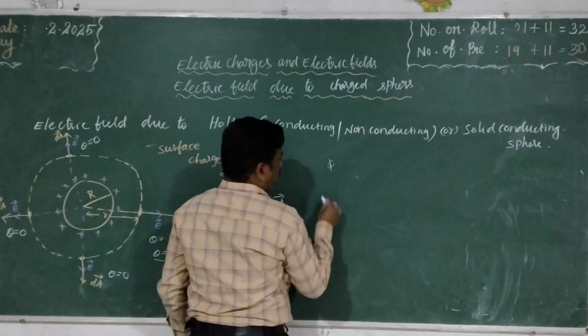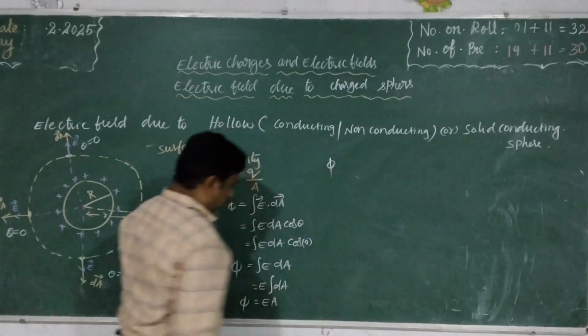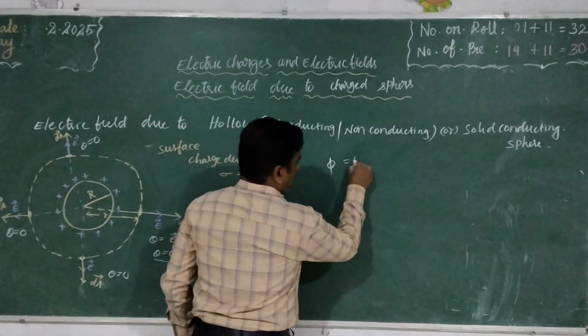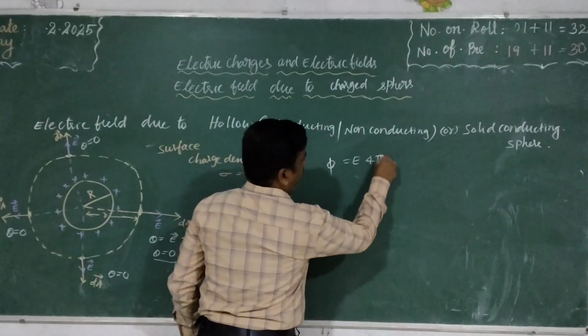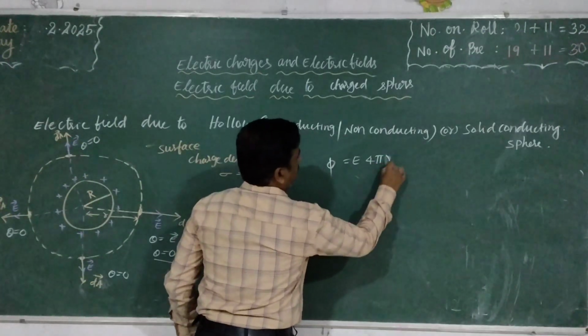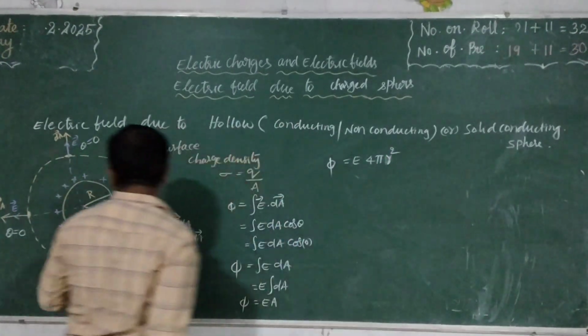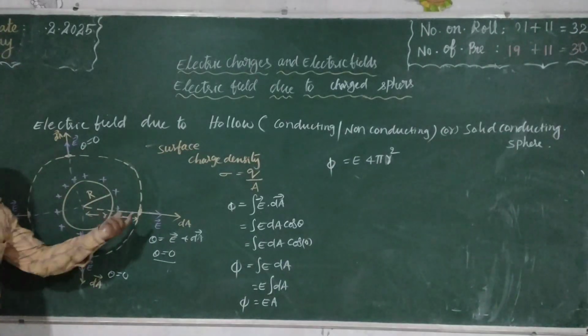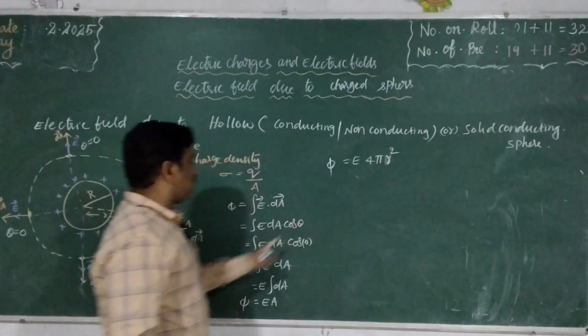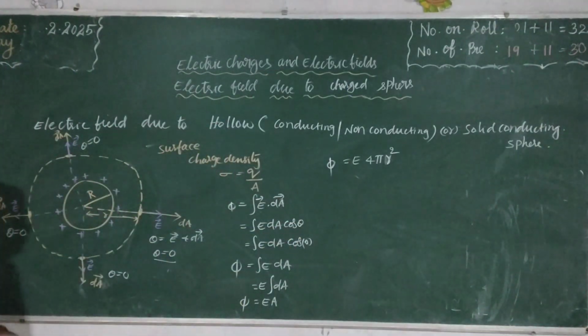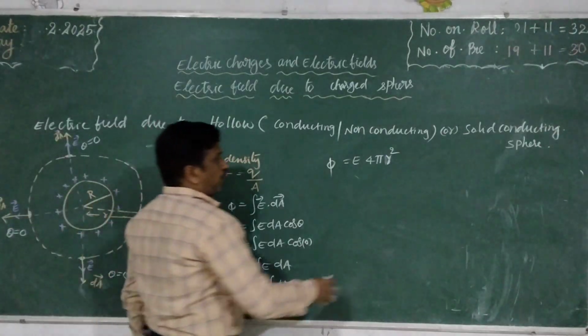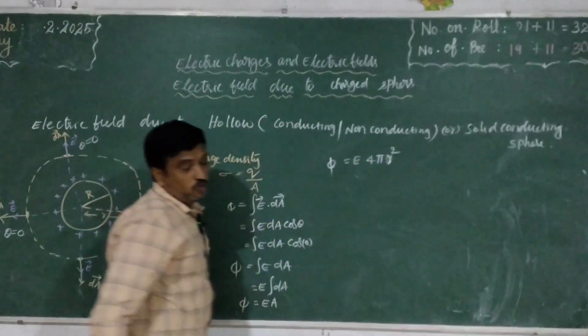Pi equal to E. Area of the sphere means 4 pi r square. Here the radius is smaller. So the flux through this Gaussian surface is E into 4 pi r square.